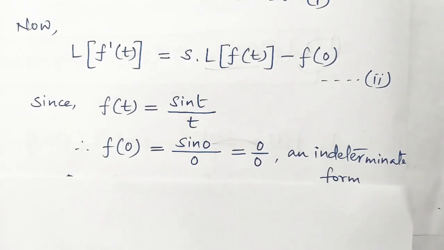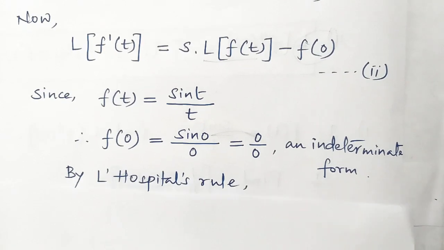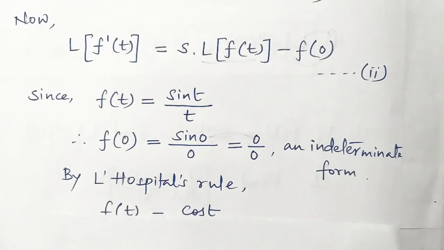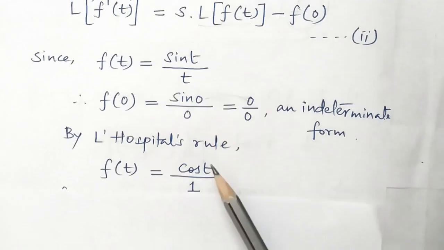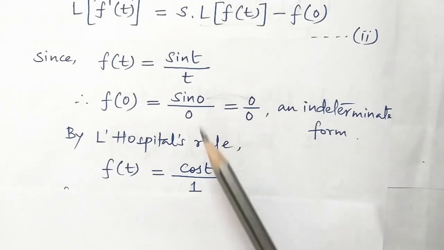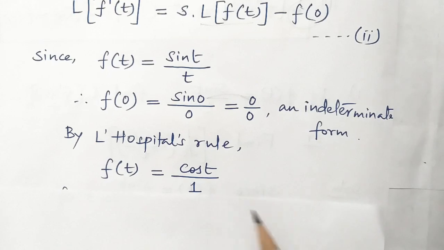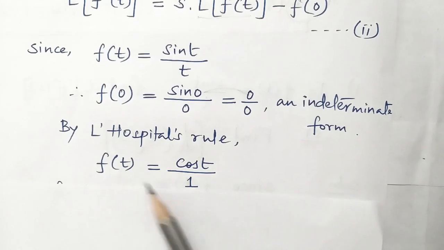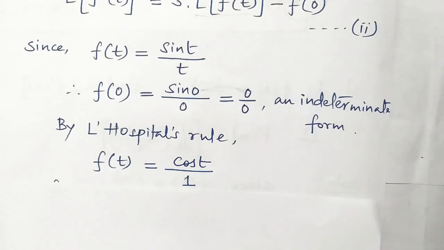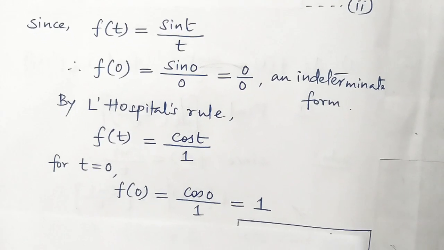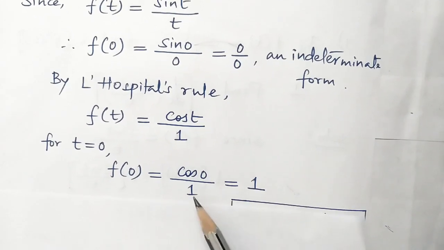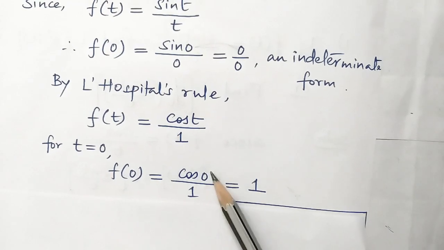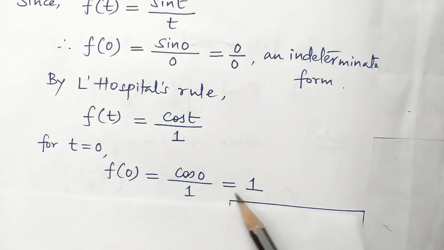So here f(t) is sin t divided by t. By L'Hopital rule, f(t) equals the derivative of sin t, which is cos t, divided by the derivative of t with respect to t, which is 1. Once again we substitute t equal to 0, which gives cos 0 divided by 1. For t equal to 0, f(0) is cos 0 divided by 1, and the value of cos 0 is 1. So it is 1 divided by 1, that is 1.